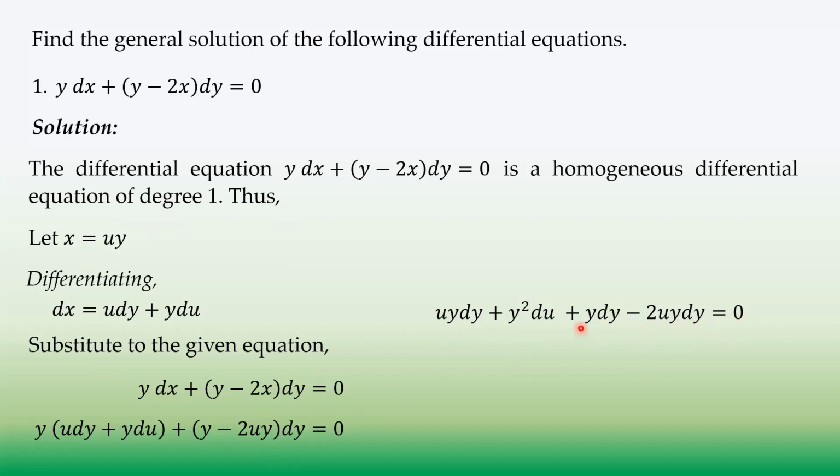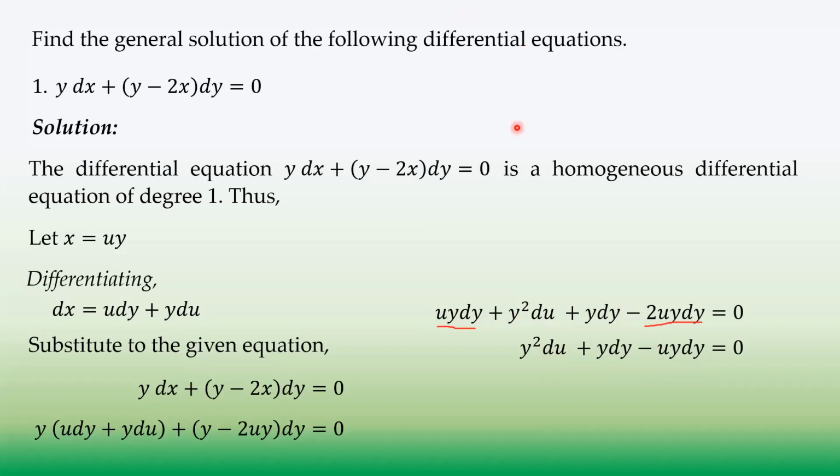Kasi baka meron dyan pwedeng pagsamahin, na common. Meron nga tayong pwedeng i-combine, yung similar. Ito, uy dy kay negative 2uy dy. Parehas yan. Parehas silang uy at dy. Pwede natin i-combine. Simplify natin. We have y squared du plus y dy. Pag pinag-add dyan 1 minus 2 is negative 1. Kaya negative uy dy na lang ang meron tayo. Okay.